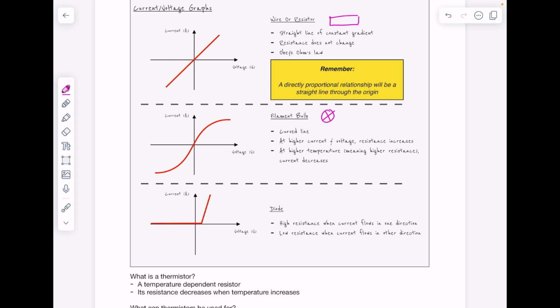And then lastly, the diode. If I draw the circuit symbol of a diode here, remember that allows current to flow in one direction only. In this case, it's flowing from left to right. You see this kind of relationship with current and potential difference or voltage. You have high resistance when the current flows in one direction, so in this case right to left, and low resistance when the current flows in the other direction, so in this case left to right.